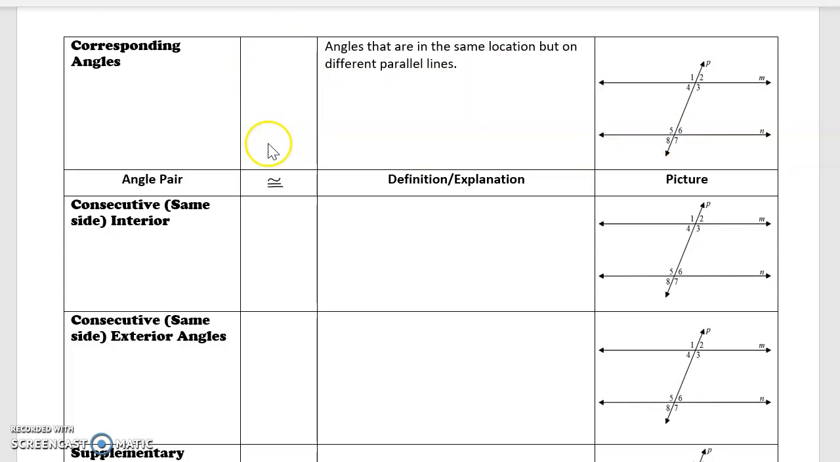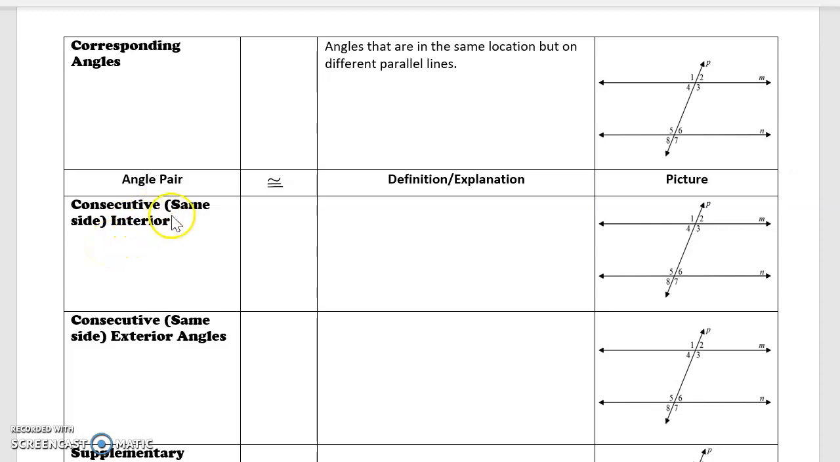So in this space, I want you to list all the angles that are corresponding angles. All the angles that are corresponding angles. All right, the teacher's going to pause the video so that you guys can list all those angles. Just remember they have the same location on the line.